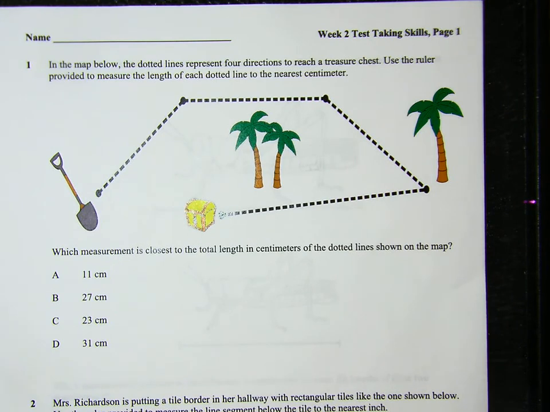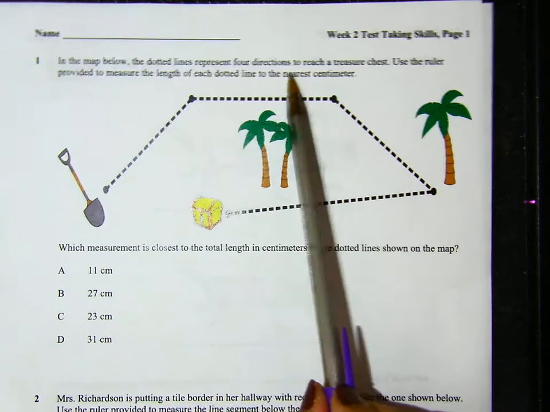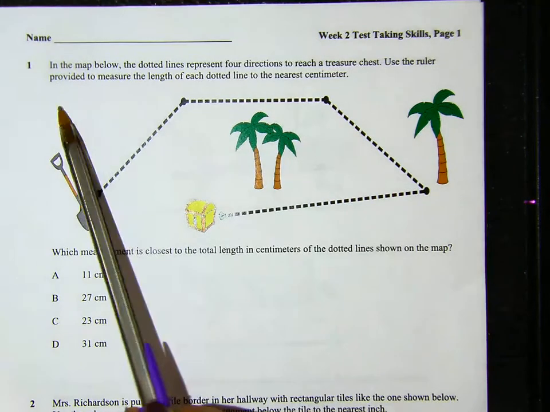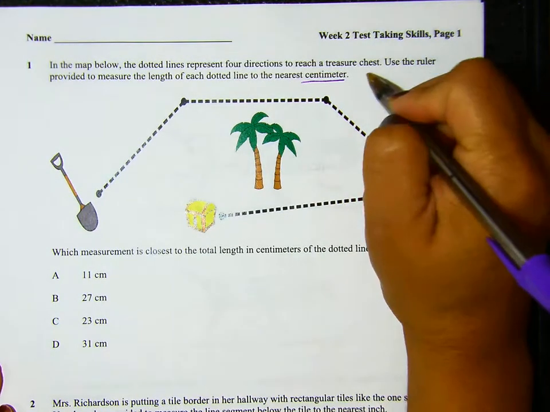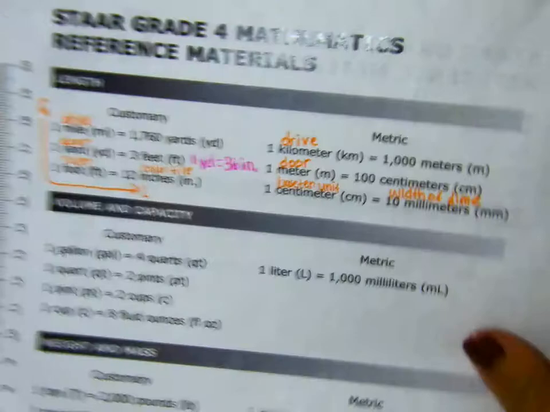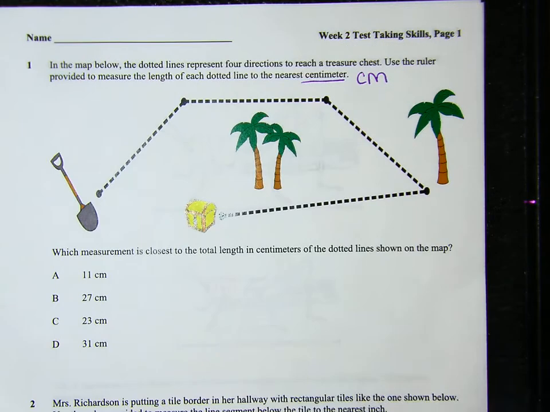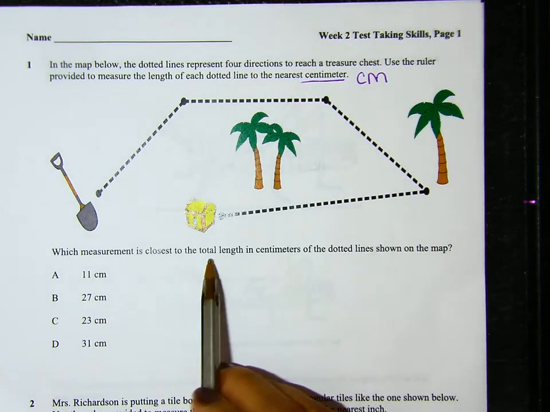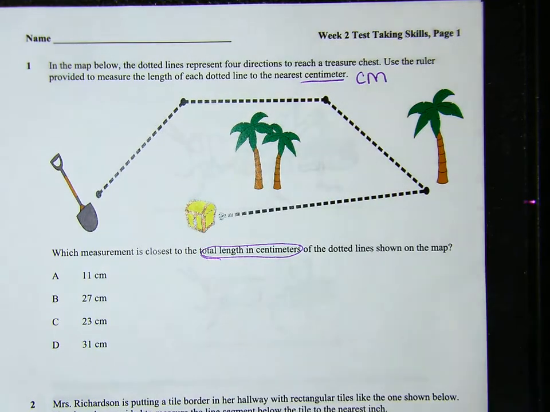Okay, let's look at some test taking skills. Number 1. In the map below, the dotted line represents 4 directions to reach a treasure chest. Use the ruler provided to measure the length of each dotted line to the nearest centimeter. Ooh, it changed it up. Now we're measuring to the nearest centimeter, so make sure you have your reference chart and you're looking at centimeters. Which measurement is closest to the total length in centimeters of the dotted lines shown on the map?